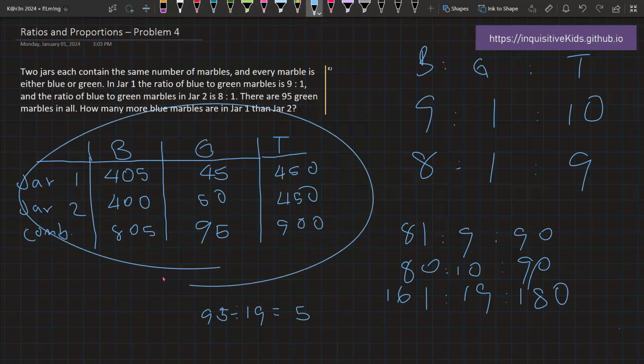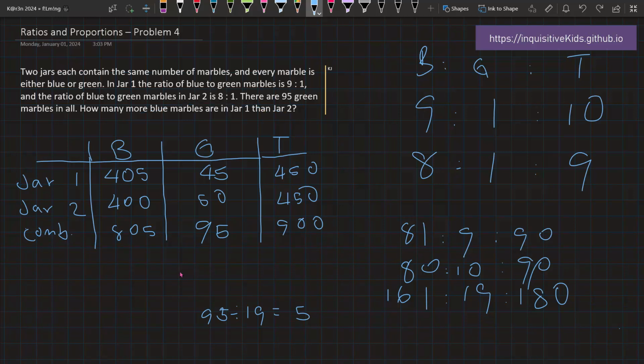Now, this is all the information we need. What do we need to answer for the question? How many more blue marbles are in jar 1 than jar 2? Let's find the values we are comparing: the blue marbles in jar 1 and the blue marbles in jar 2. 405 is greater than 400 by 5. So there are 5 more blue marbles in jar 1 than jar 2.